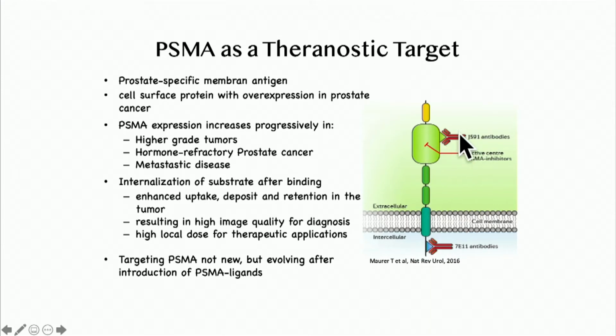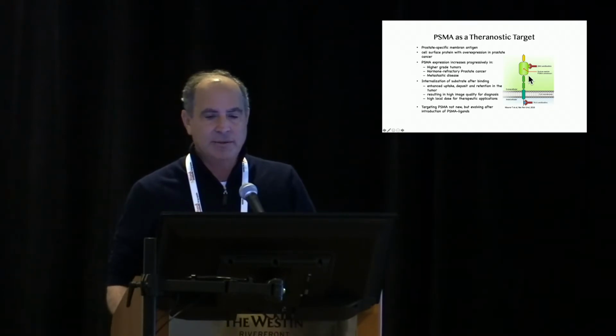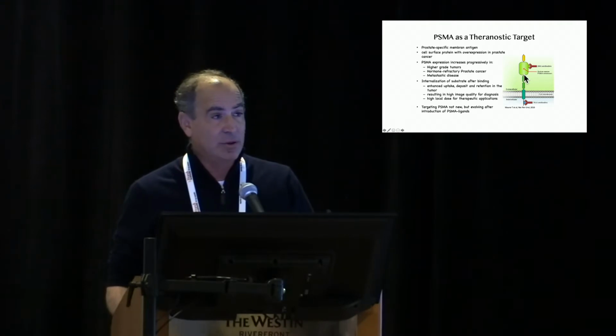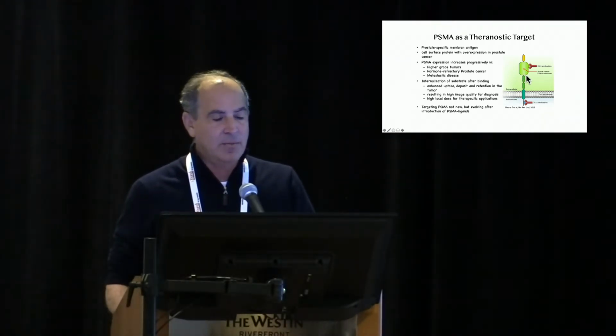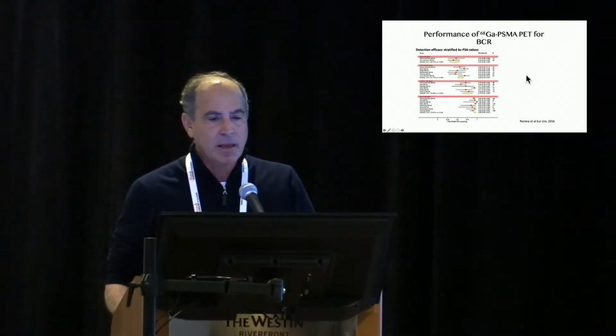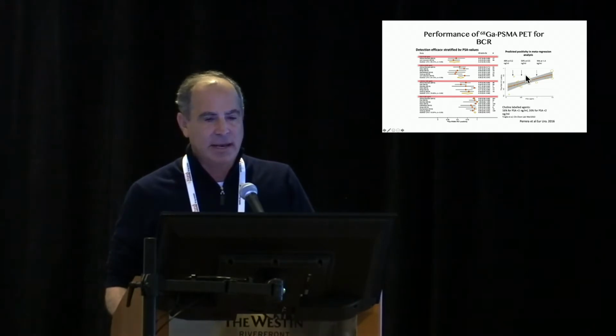You can use antibodies. I've done a lot of work in this area of using engineered antibody fragments. J591 was developed by Neil Bander's group probably almost 20 years ago and has been explored in the setting of imaging. And then because it's an enzyme, many small molecules that bind to the enzymatic area of activity have been developed, and those are the ones that really have made the biggest impact in terms of what we're doing in the clinic right now.